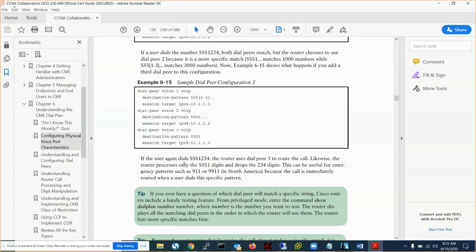If you dial 5551234, the router uses dial peer 3 to route the call. Likewise, the router processes only the 5551 and drops the 234. This can be useful for emergencies such as 911 and 999 in North America, because the call is routed immediately when the user dials this specific pattern. So if you want to call 234 after that, you can't reach it, because as soon as the router gets the first four digits, it uses dial peer 3, right?